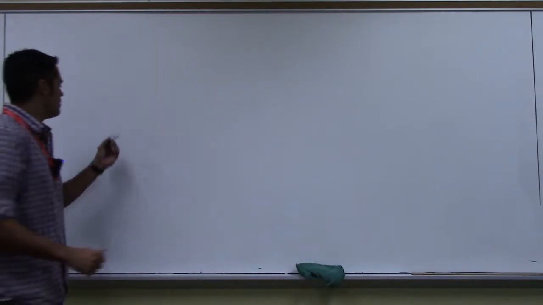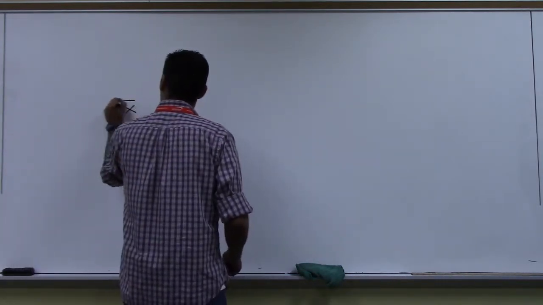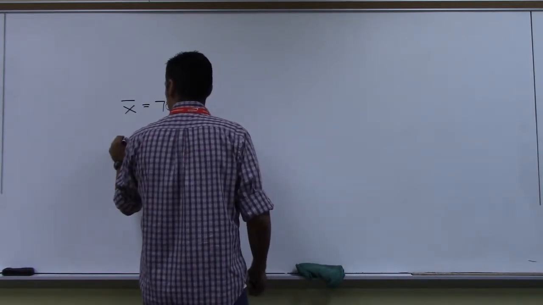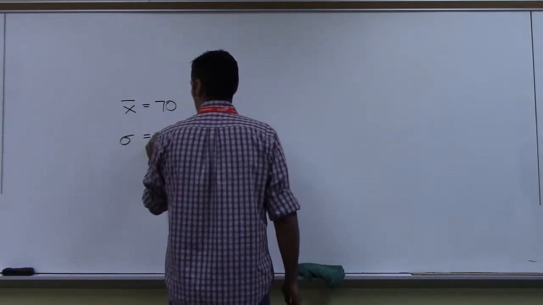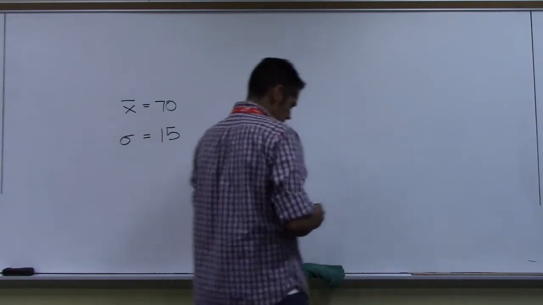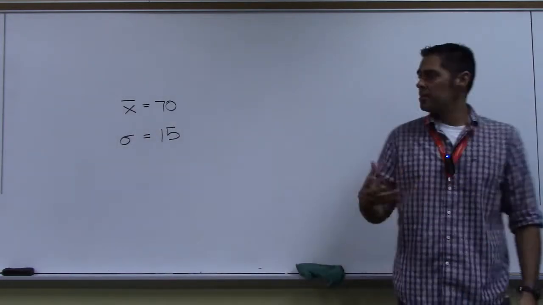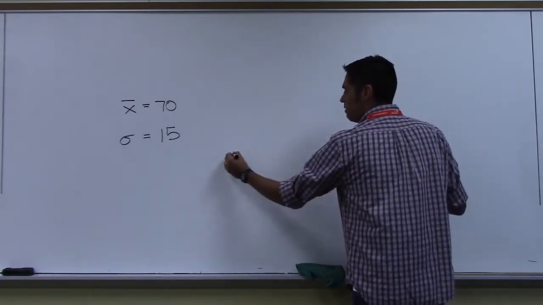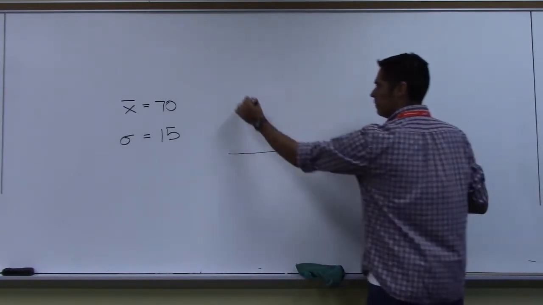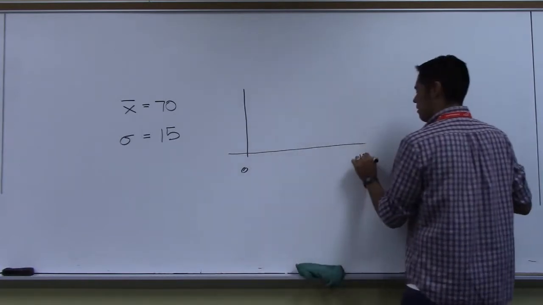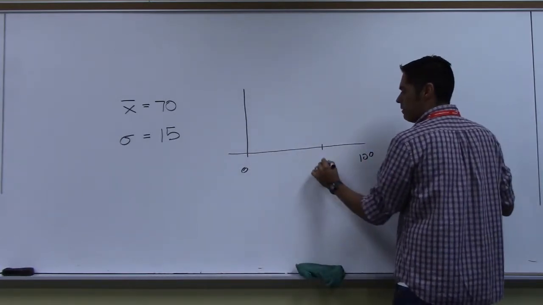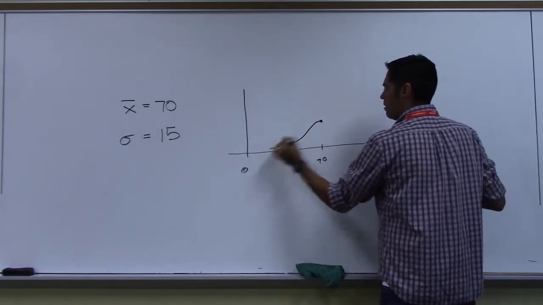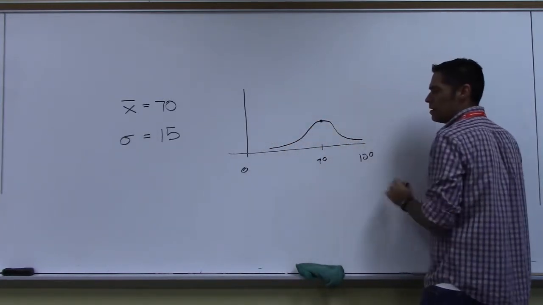The class average on exam 1 was 70. The standard deviation was 15 points. So if you know anything about statistics, that means that if this was a normally distributed bell curve, then the class average was 70, and the distribution of the grades was something like this.